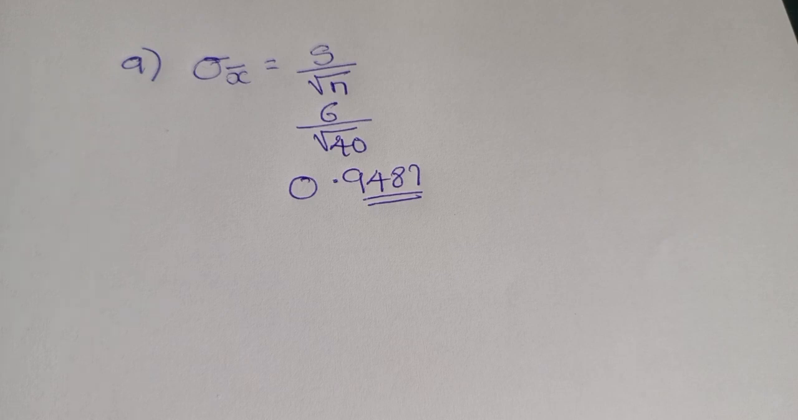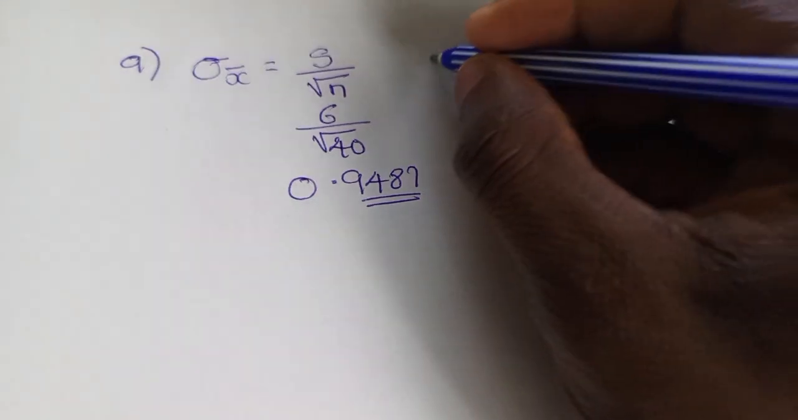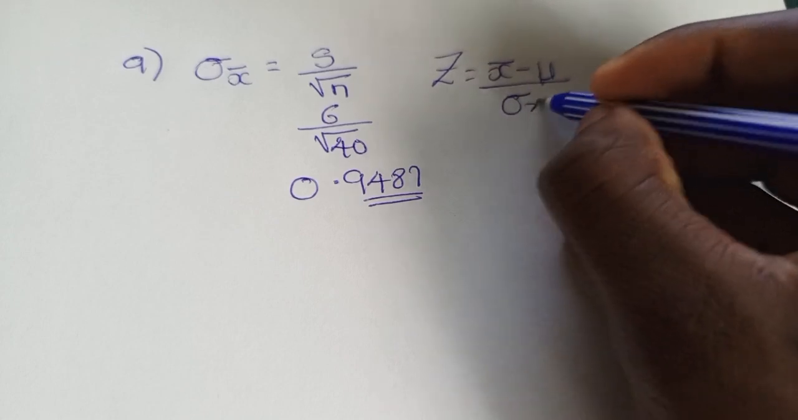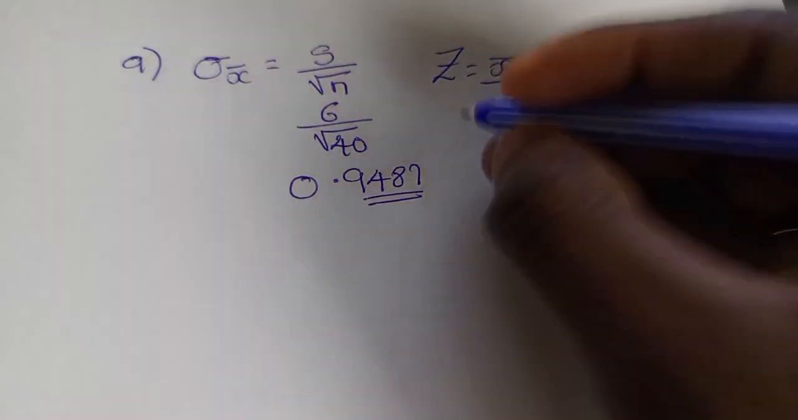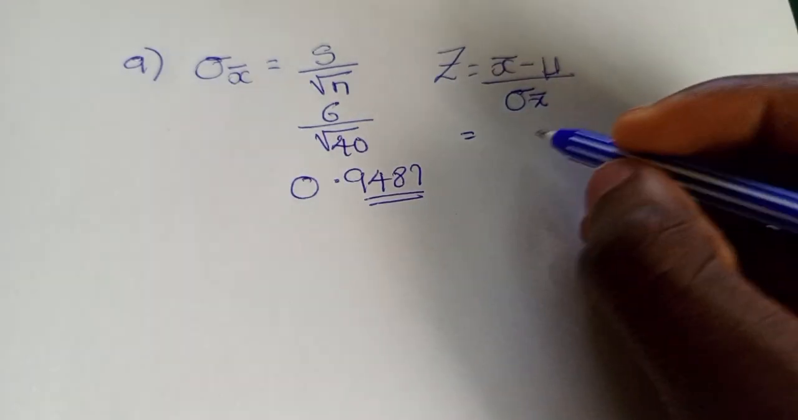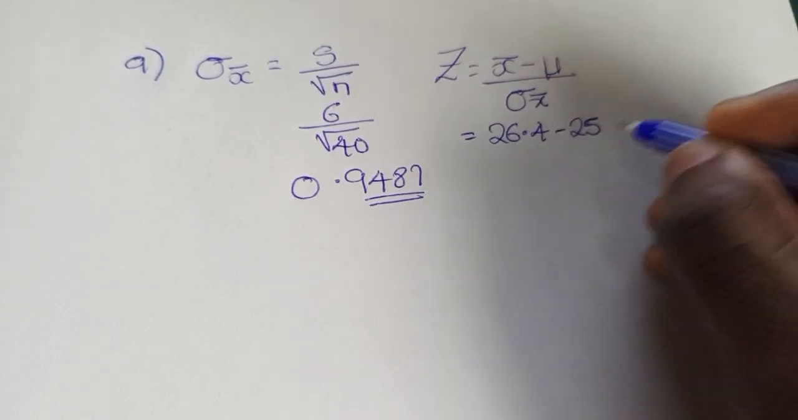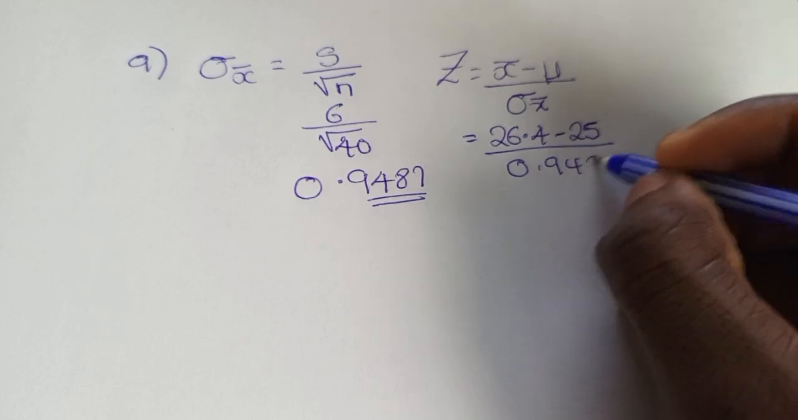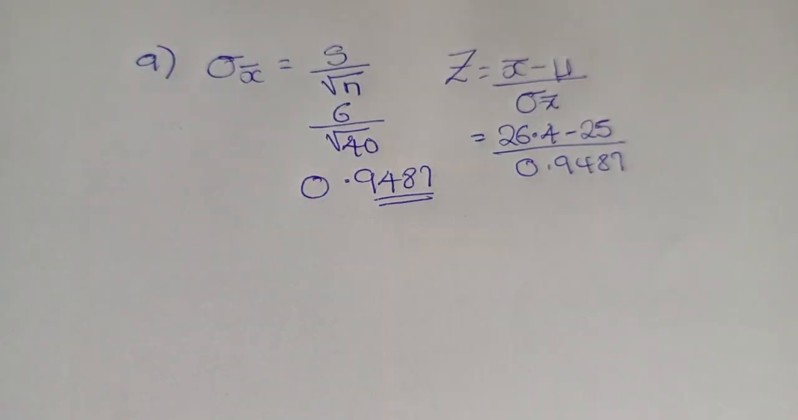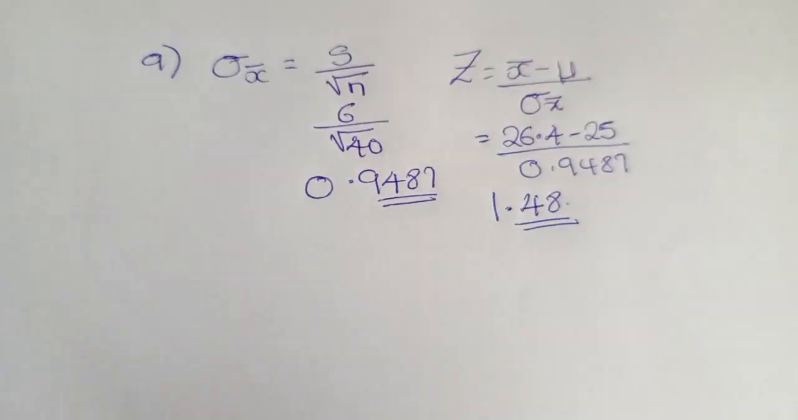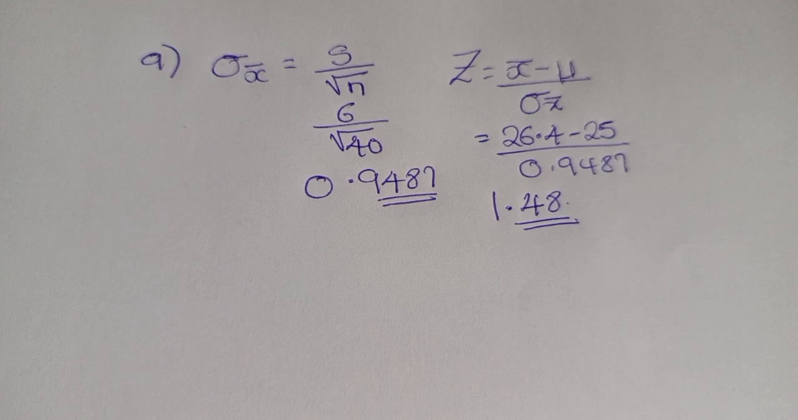Immediately after you calculate the standard error, we use it in place of the standard deviation in the z-score formula, which is the mean of the sample minus the mean of the population, divided by the standard error. The mean of the sample you were given is 26.4, and the mean of the population is 25. So 26.4 minus 25 divided by 0.9487 gives the value 1.48. This is the value for the z-score.